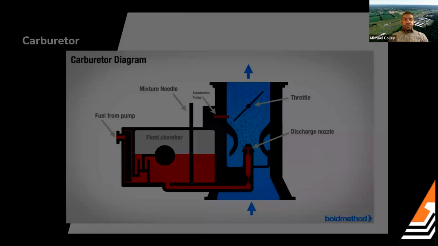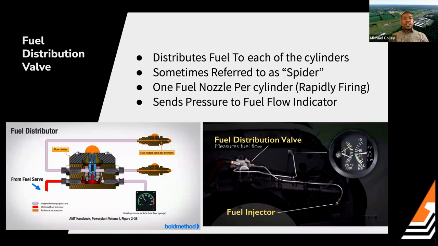All right. So the fuel distribution valve, I don't know why, this is my favorite part. I really like the science behind this. I think this is cool. A lot of the guys in the maintenance shop, from the interviews that I've had with them, call it the spider. Because if you look at it, it sits on top of the aircraft engine and looks like a spider. It has little veins that run from it. And all these little veins are fuel lines, right? They're fuel lines flowing to each of the cylinders of the aircraft.